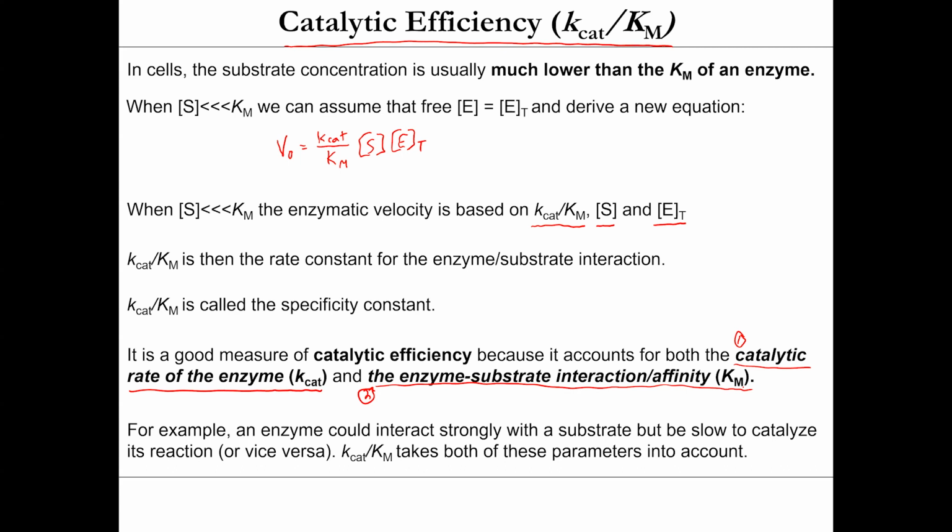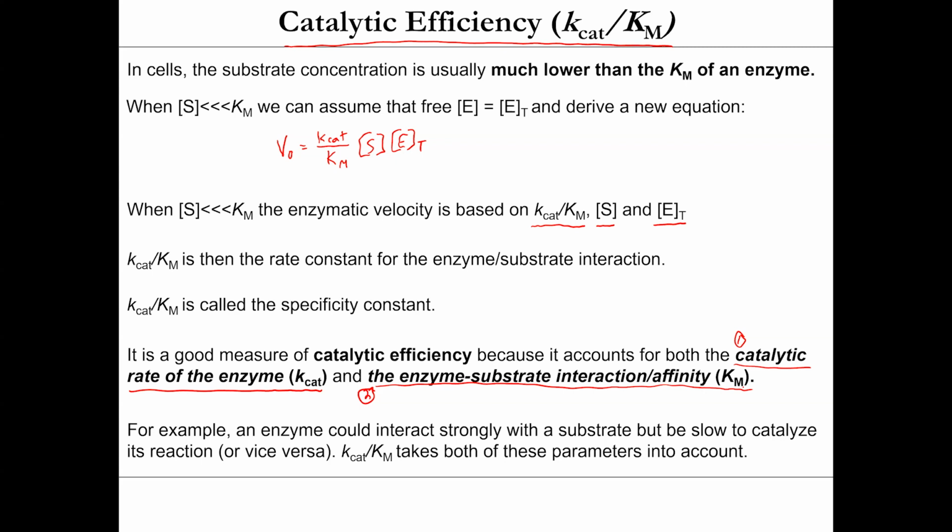So we already sort of ran into this in those two tables that we looked at. An enzyme could interact strongly with a substrate, have a high affinity, but be very slow to catalyze that reaction. Lysozyme was an example for that. It had one of the lowest Kms, so the strongest affinity, but the lowest kcat of that reaction. So the high affinity, but low turnover number. Conversely, carbonic anhydrase had a low affinity for CO2, but it had a very high turnover number.